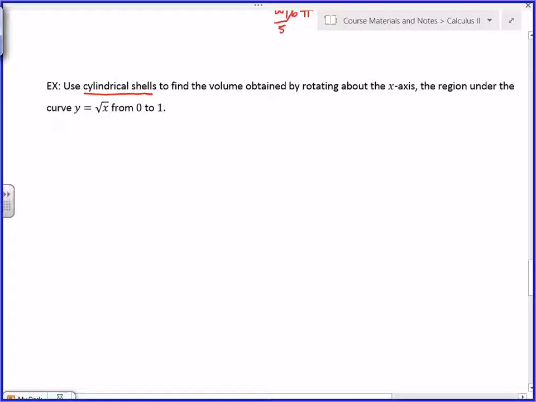So we're going to find the volume obtained by rotating about the x-axis the region under the curve y equals square root of x from 0 to 1. So step 1, draw a picture. Rotating about the x-axis. The curve y equals square root of x, for x goes from 0 to 1.